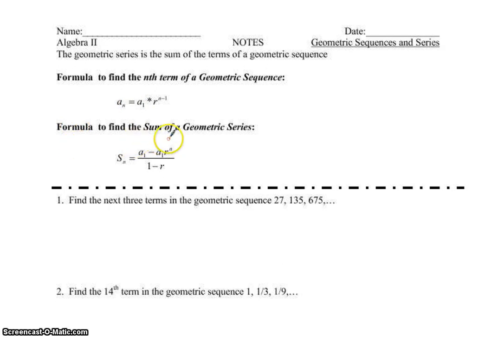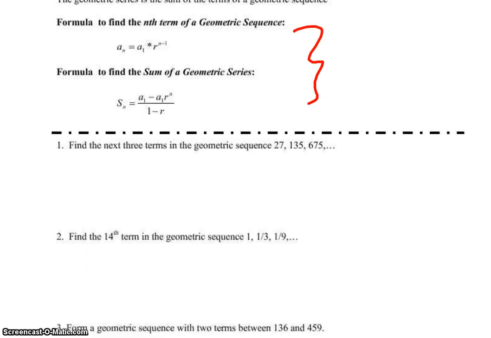The formula to find the sum of a geometric series is S_n is equal to a1 minus a1 times r to the n, all over 1 minus r. You want to add these two formulas to your note card. Okay, make sure you make a note that this is geometric and not arithmetic.